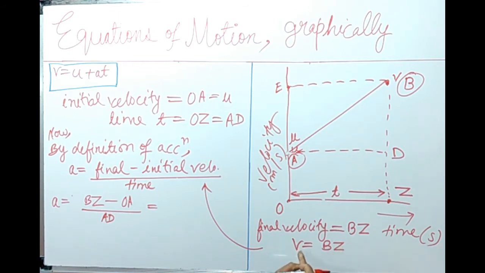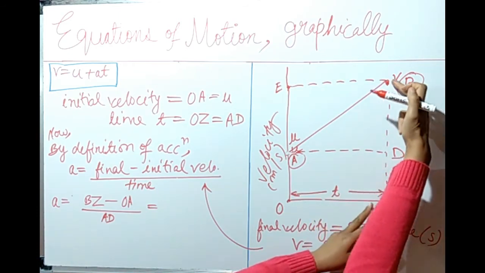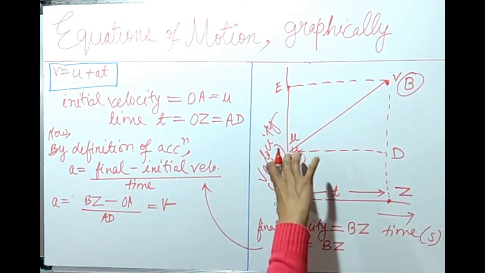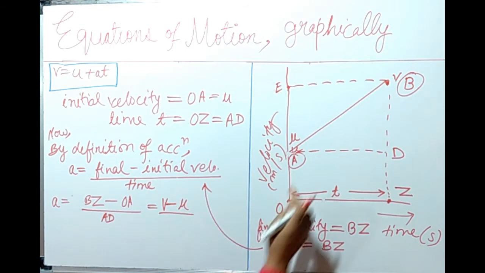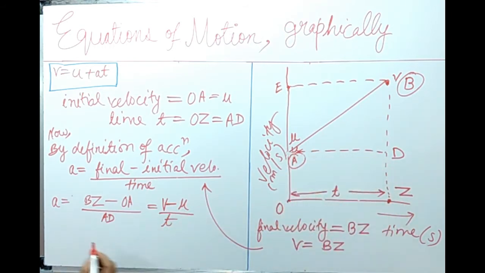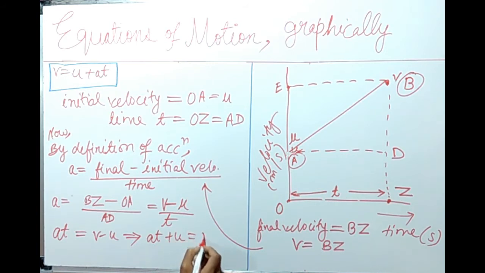BZ is equal to v. This portion BZ is equal to v minus OA, that is u, upon AD. This is time t. So a equal to (v minus u) upon t. Take t here: at equal to v minus u. It implies, take this u on the left side: at plus u equal to v. This is nothing but our first equation, v equal to u plus at, hence proved.